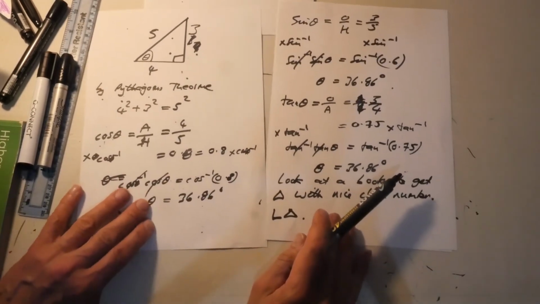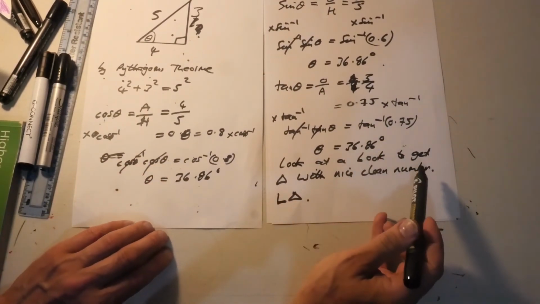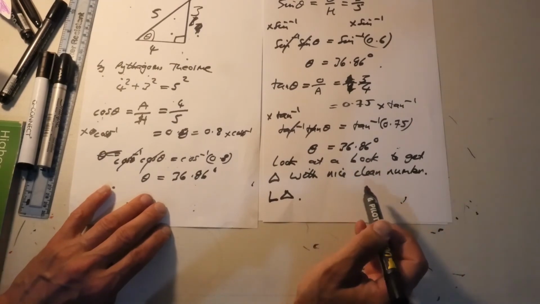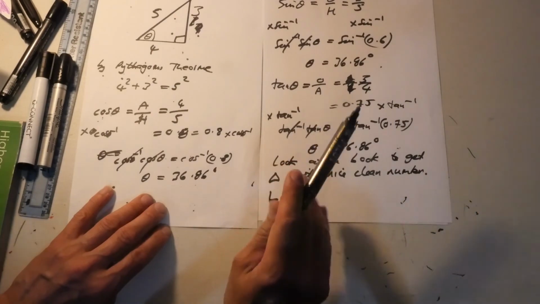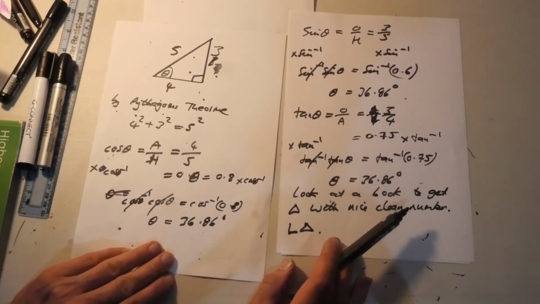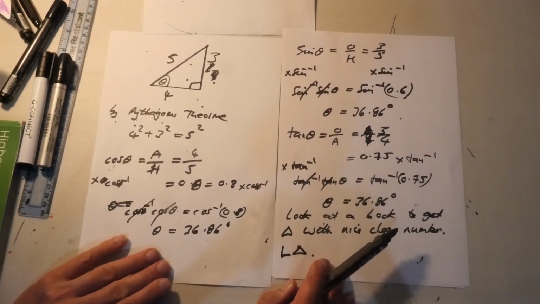So if you want to practice this, look some triangles up from a book with nice clean numbers, okay? I hope you find that helpful.